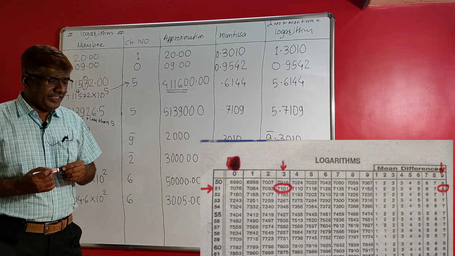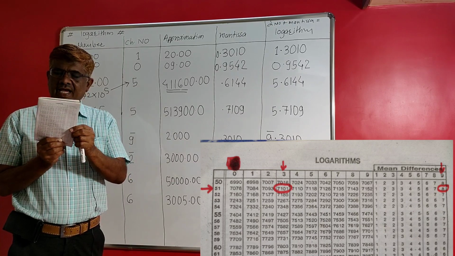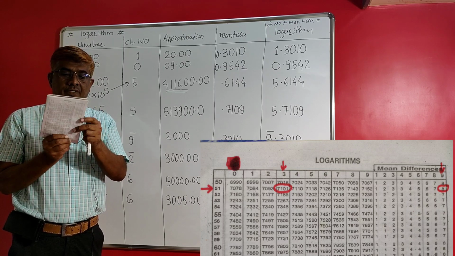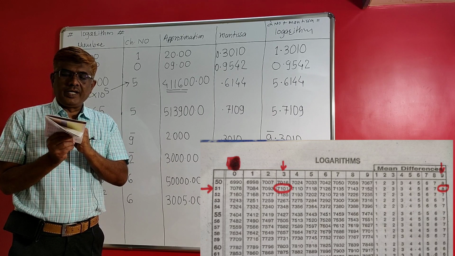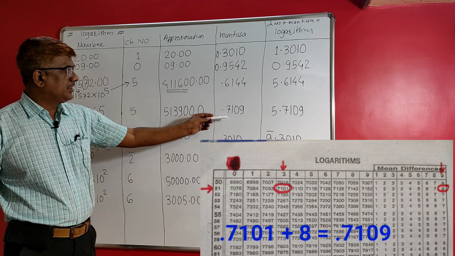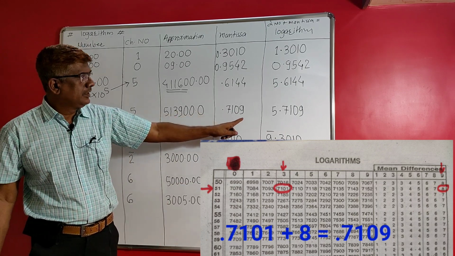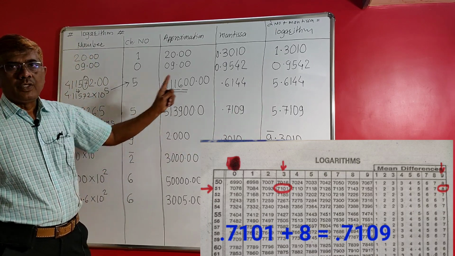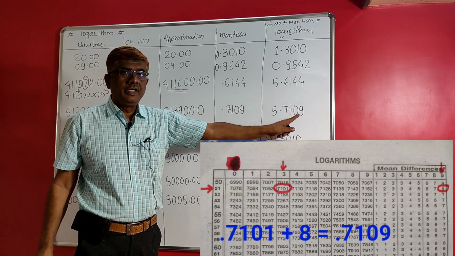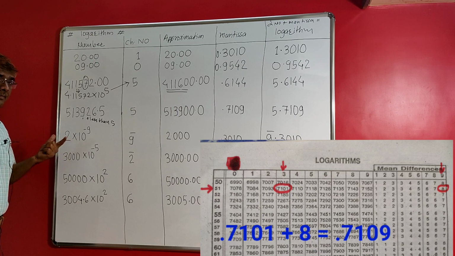Aim is 5139, 51101. Next one is the 9th. In the 9th mean difference column, in the same row of 51, we have 8. Add them. 8 plus 1, 9. 7109. In this way, once again mantissa is 7109. Character number is 5. Our final logarithm is 5.7109.